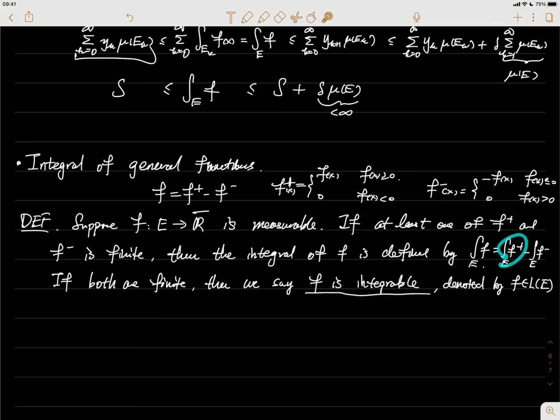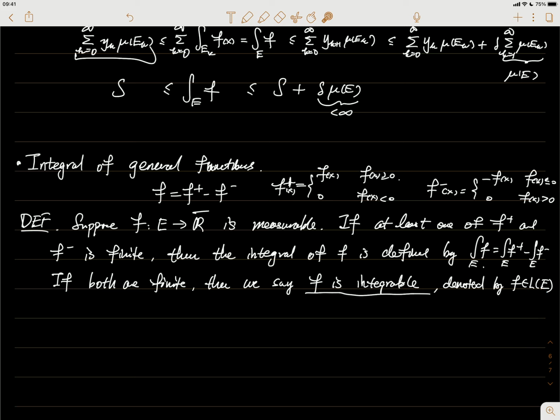Or otherwise, if this is infinite and this is finite, then we can still say that the integral is positive infinity. But if both of them are finite, if this is a finite number and this is also a finite number, then taking the difference of them will also be a finite number. And only in this case, we call the function f integrable. Okay, so f is integrable if and only if both of these are finite. In this case, we also denote f to be in the set L(E), where L means the Lebesgue integrable functions over the set E.